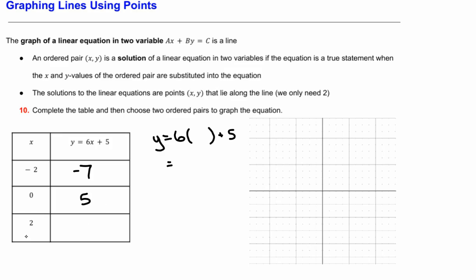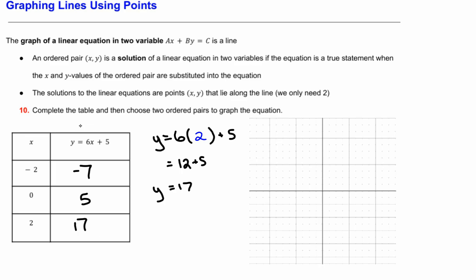The last one's when we plug a 2 in for the x. So I'll come up here and I'll put 2 in for the x. And this gets me 6 times 2 is 12. 12 plus 5 is 17. So when x equals 2, y equals 17.